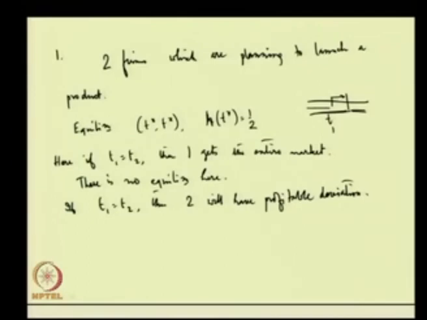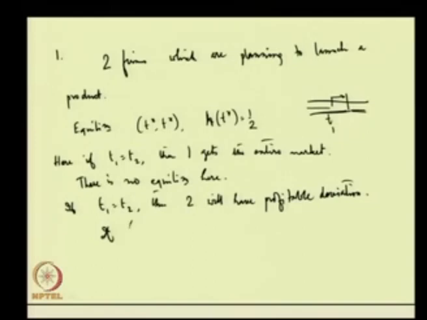Now, this cannot happen if T1 is equal to 0, because then firm 2 cannot fix a time less than T1. In that case firm 2 will choose a time just a little bit above T1, so that if firm 1 chooses 0, it gets 0 portion of the market, and the rest of the market goes to firm 2. So, if T1 is equal to T2, there cannot be an equilibrium.